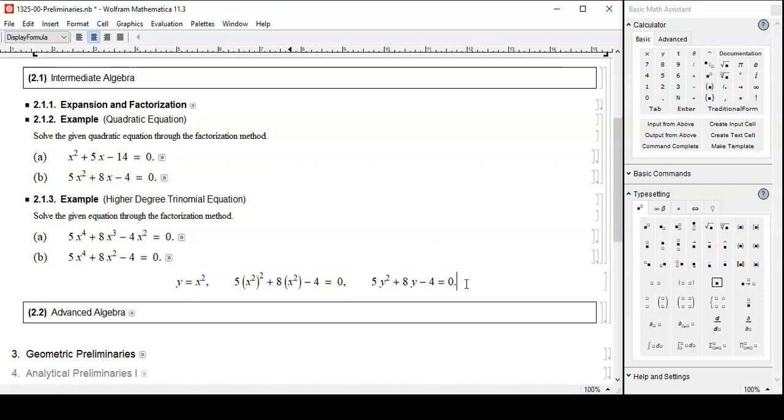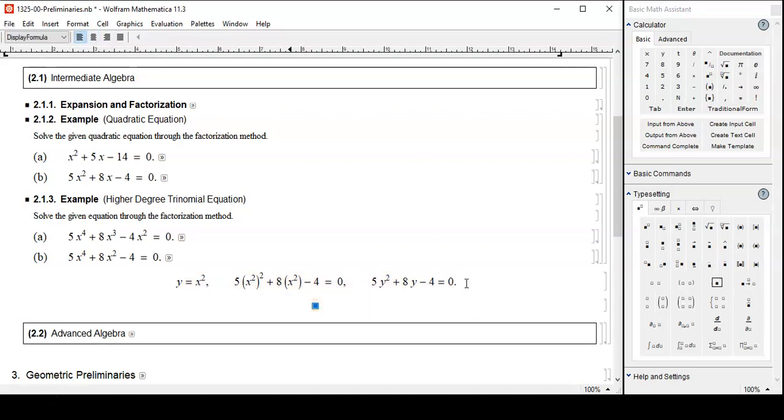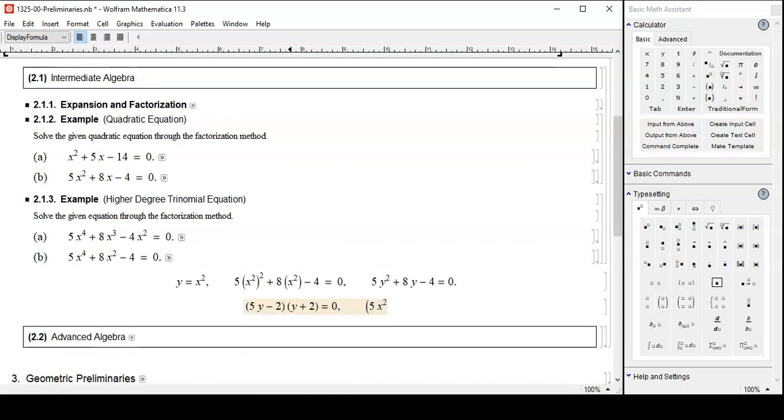So what we can do is to factor it with respect to y. 5y minus 2, y plus 2. Remember this? Therefore, 5x squared minus 2, x squared plus 2. You can factor it with respect to x squared. Look at the final expression there.